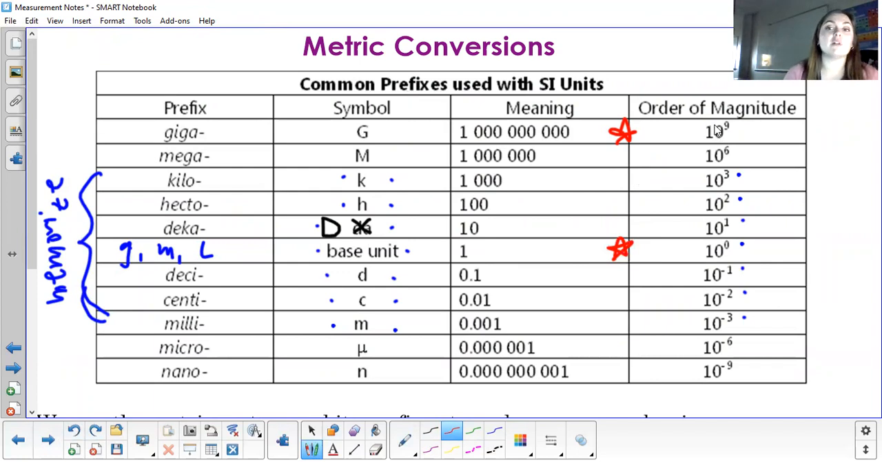To solve this problem, we are going to use the powers of 10. You're going to take the top power of 10 and subtract the bottom power of 10. This is going to be 10 to the something. 10 to the 9 minus 0. What's 9 minus 0? 9. Okay. So that power of 10 is how many of the base units there are in every 1 gigabyte.